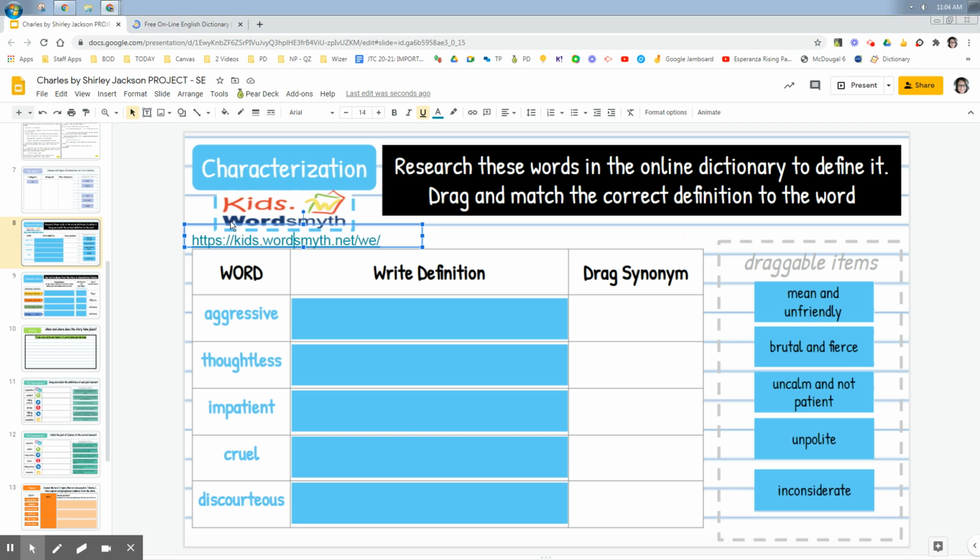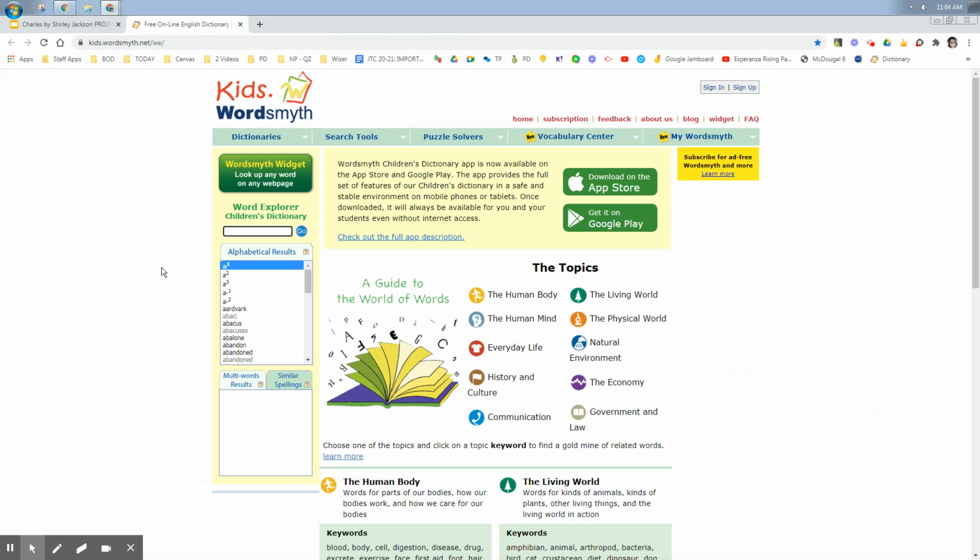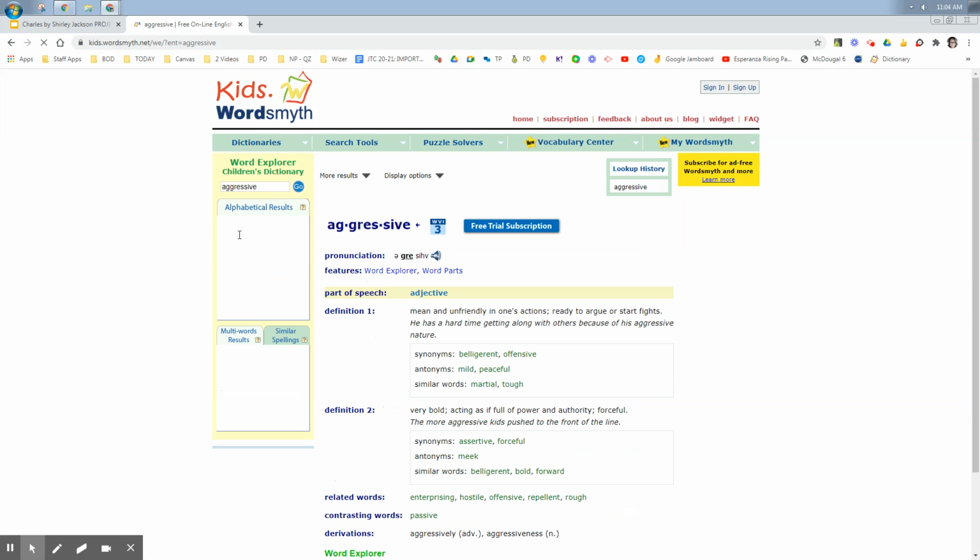So the first step is you're going to take the word aggressive, look it up in the online dictionary, and then type in the definition here. I'm going to go look up aggressive. Remember, I do not like copying and pasting. You have to put it in your own words. Remember, your definition doesn't have to be the whole thing, only what helps you understand the meaning of the word. So aggressive means mean and unfriendly in one's actions.